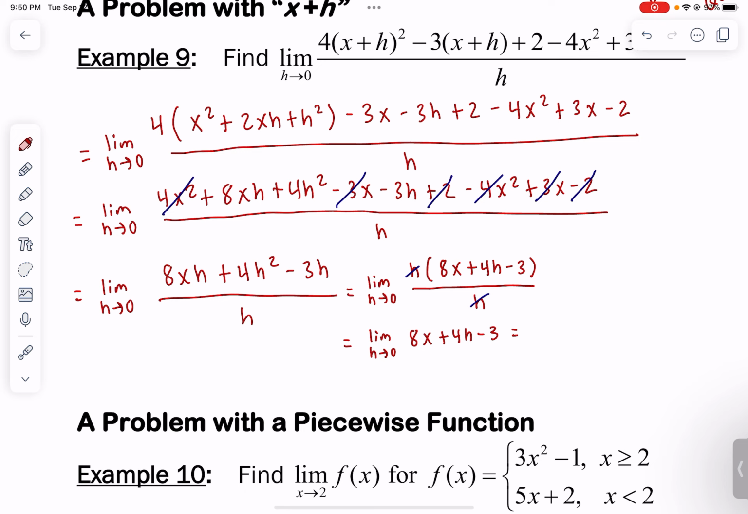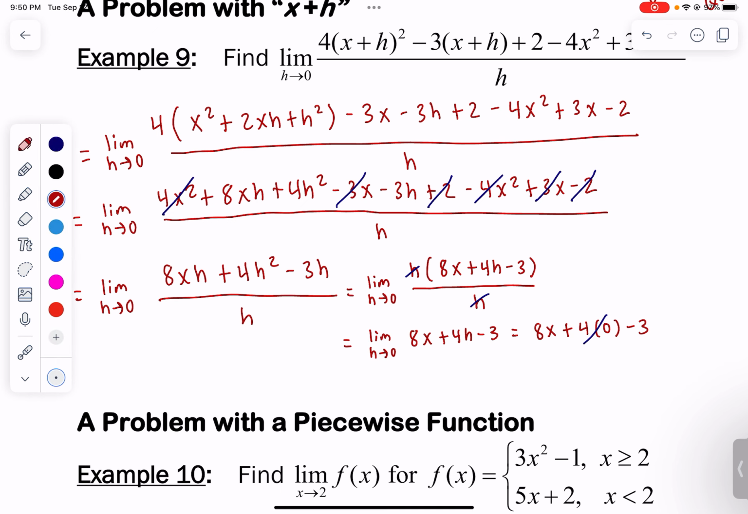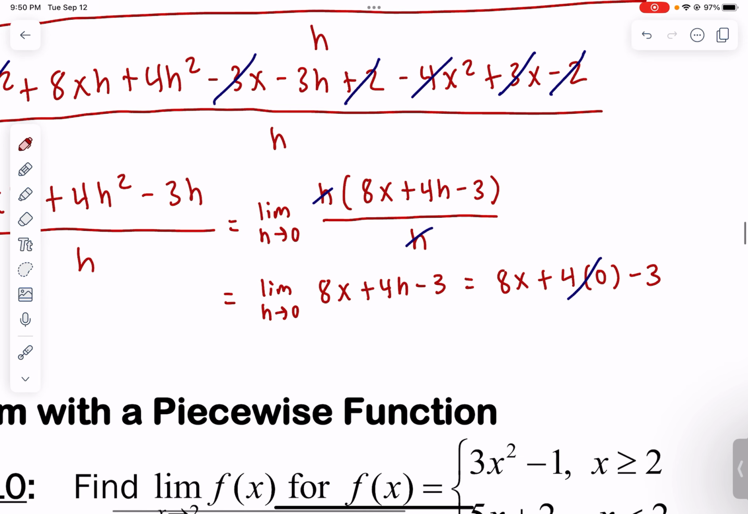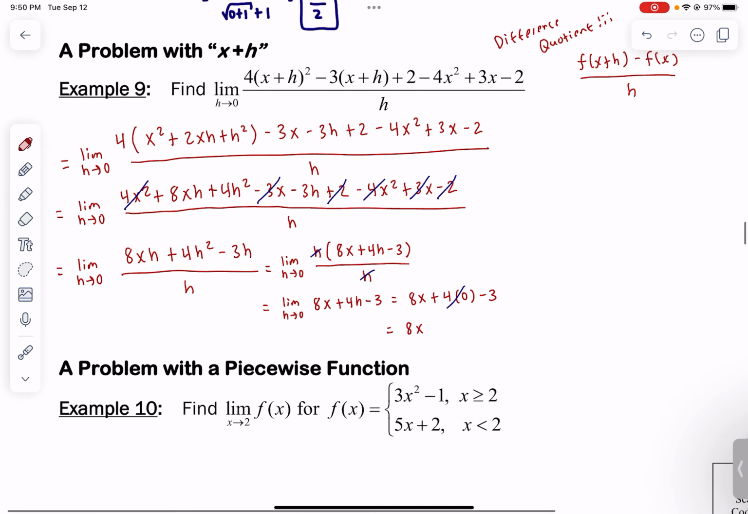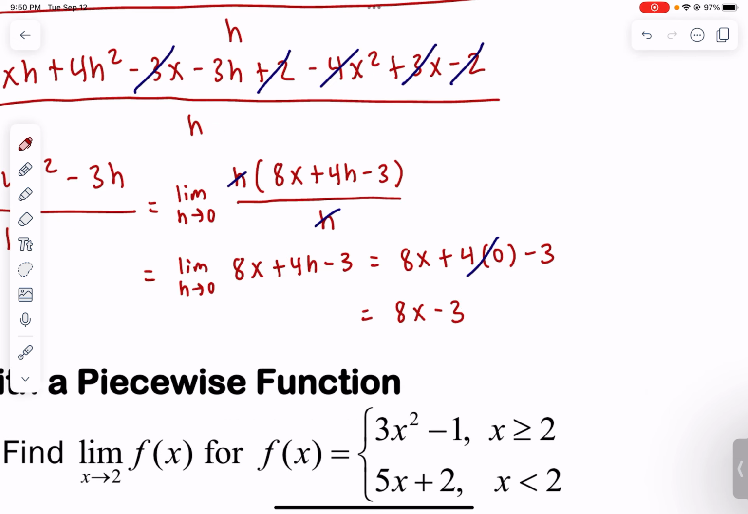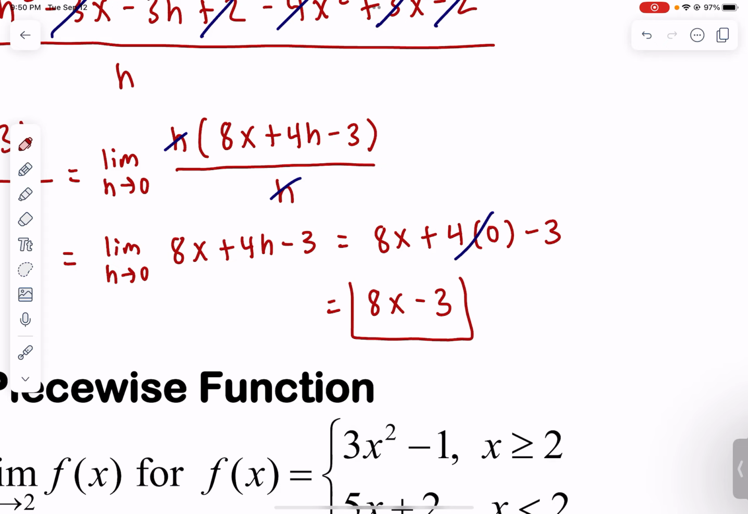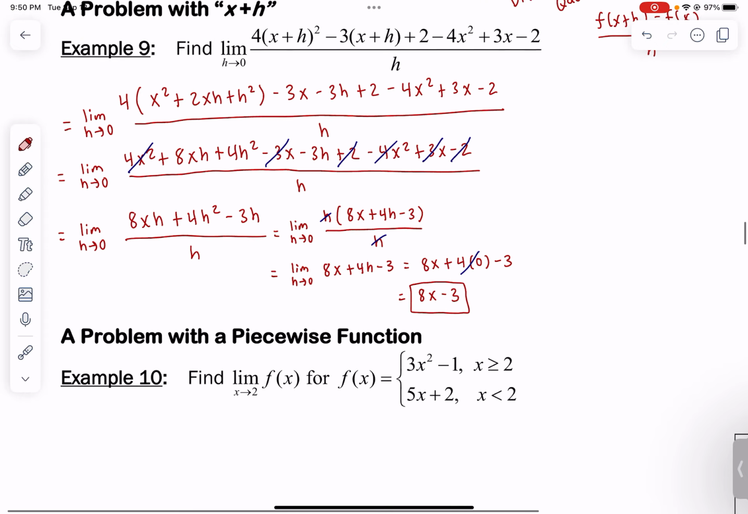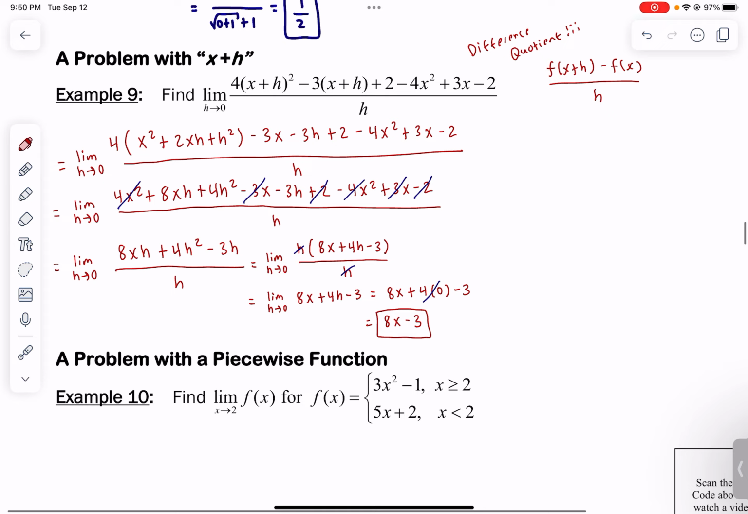So that is equal to 8x plus 4 times 0 minus 3. You'll see that this term will cancel out. So ultimately, you are left with 8x minus 3, and that would be your final answer. Okay, so you should have got an 8x minus 3 for example number 9.